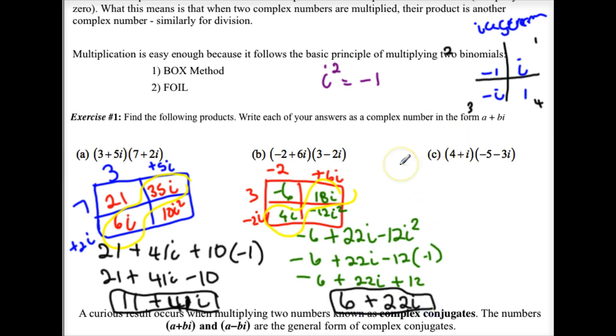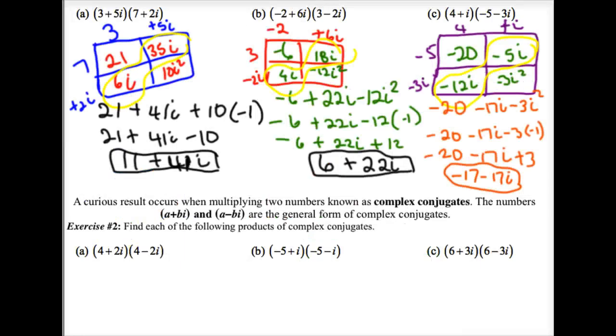I want you to pause the video, try letter C by yourself, and tell me what you get. Let's compare answers. Alright, you should have gotten negative 17 minus 17i. Again, distribute, combine your like terms.